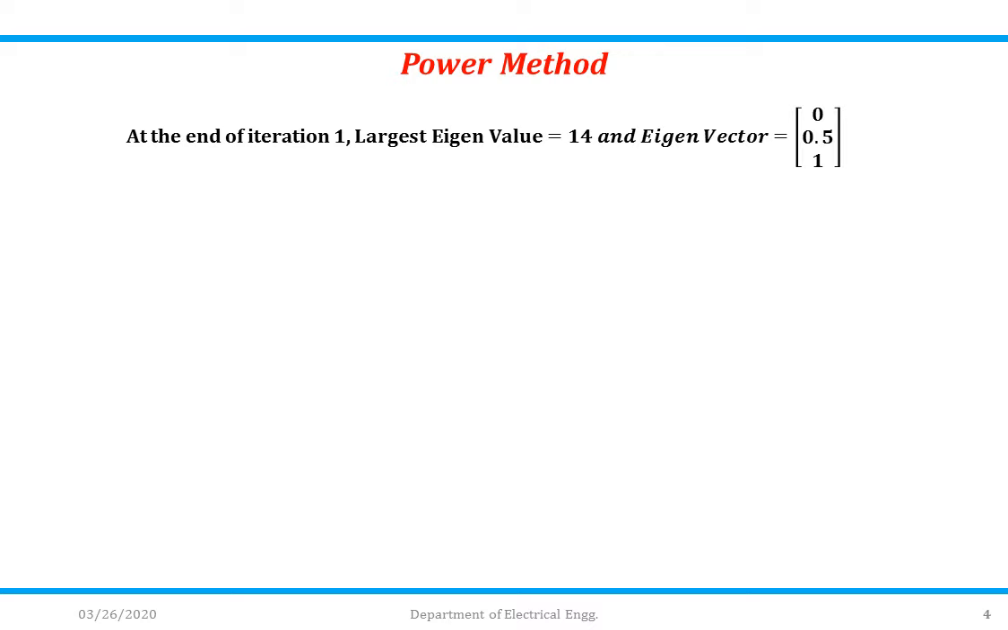Now for iteration 2, again we have to perform A into x0. A is as it is, whatever was given in the problem. Now instead of taking 1, 1, 1 here, take the value that you got in iteration number 1 as x0. Again do a matrix multiplication. After doing the matrix multiplication, you will get the answer as 0.5, 1 and 6.5.